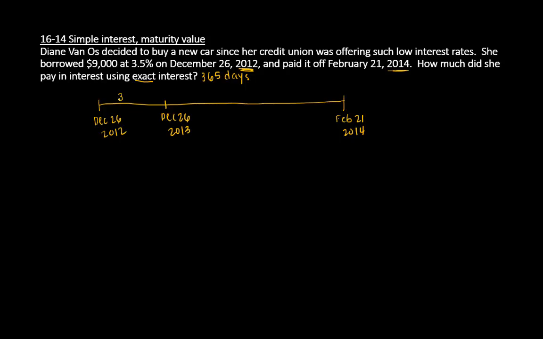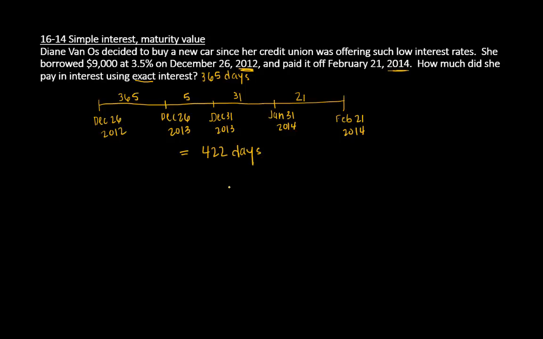And then we're going to go from there to December 31st, 2013. That's a 5-day difference. Then we're going to go from December 31st, 2013 to January 31st, 2014. That's another 31 days. And then the final jump from January 31st to February 21st is going to be 21 days. All right, so that comes out to be a total of 422 days that the interest had to accrue.